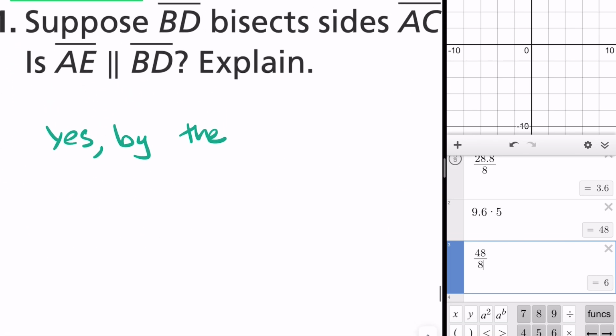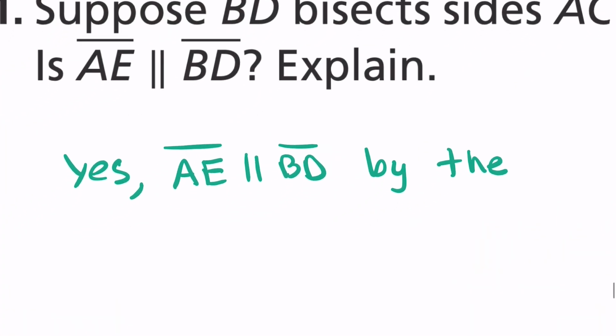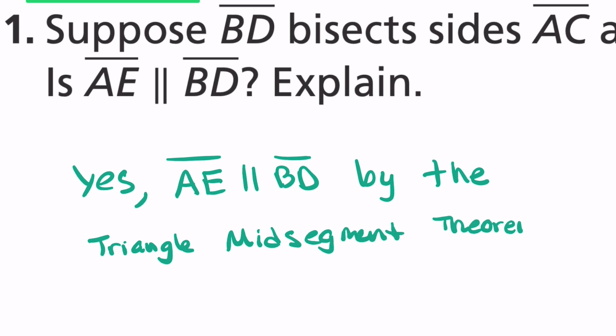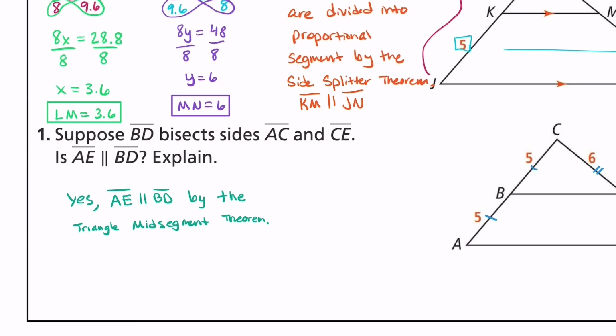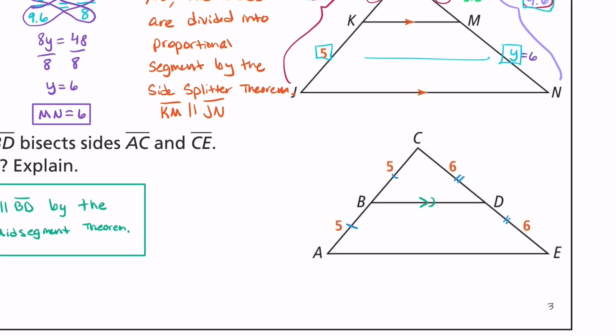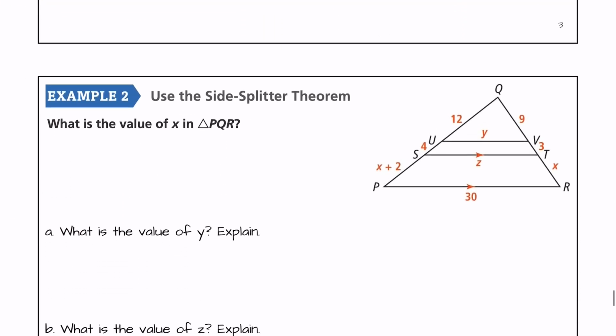Yes, AE is parallel to BD by the triangle midsegment theorem. And I'll just put in some parallel tick marks here just to make that confirmation. All right, the next one, side splitter theorem.